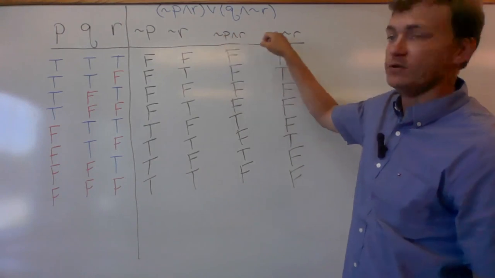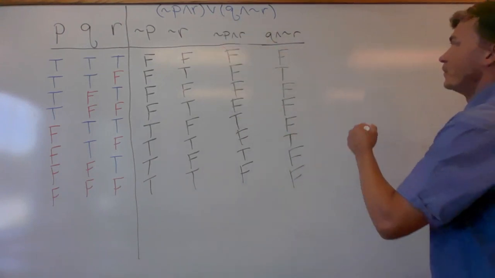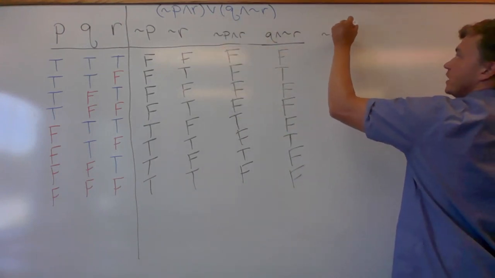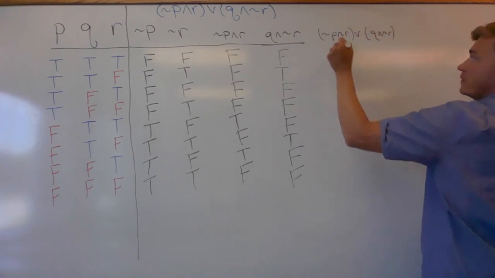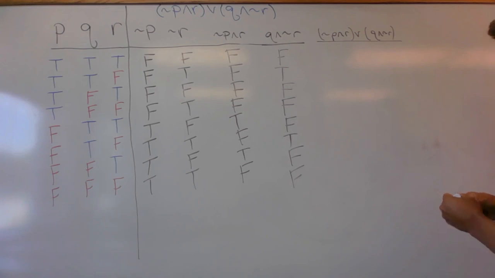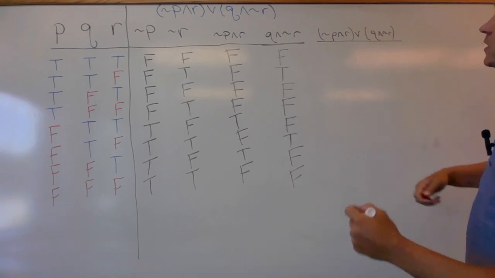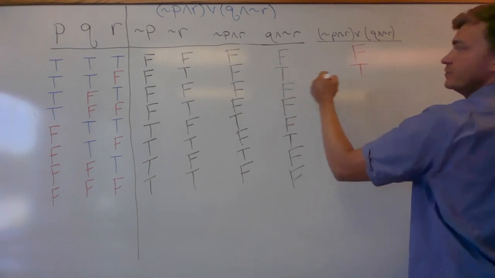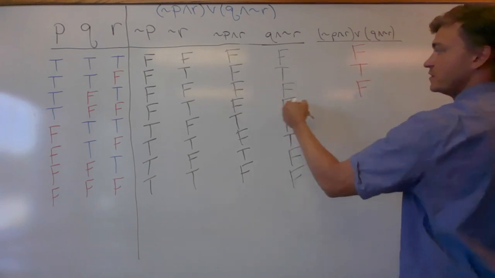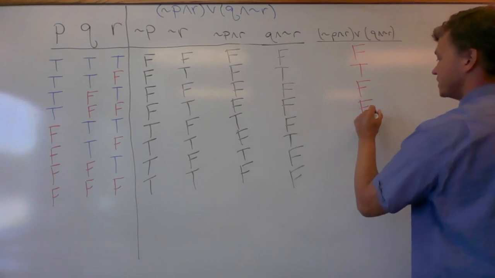Lastly here, we want to bring these two columns together with the OR connective. So not P and R, OR Q and not R. Last one here to work with, I'll use the red one. OR connective: false or false is false. False or true is true. False or false is false. False or false is false. True or false is true.